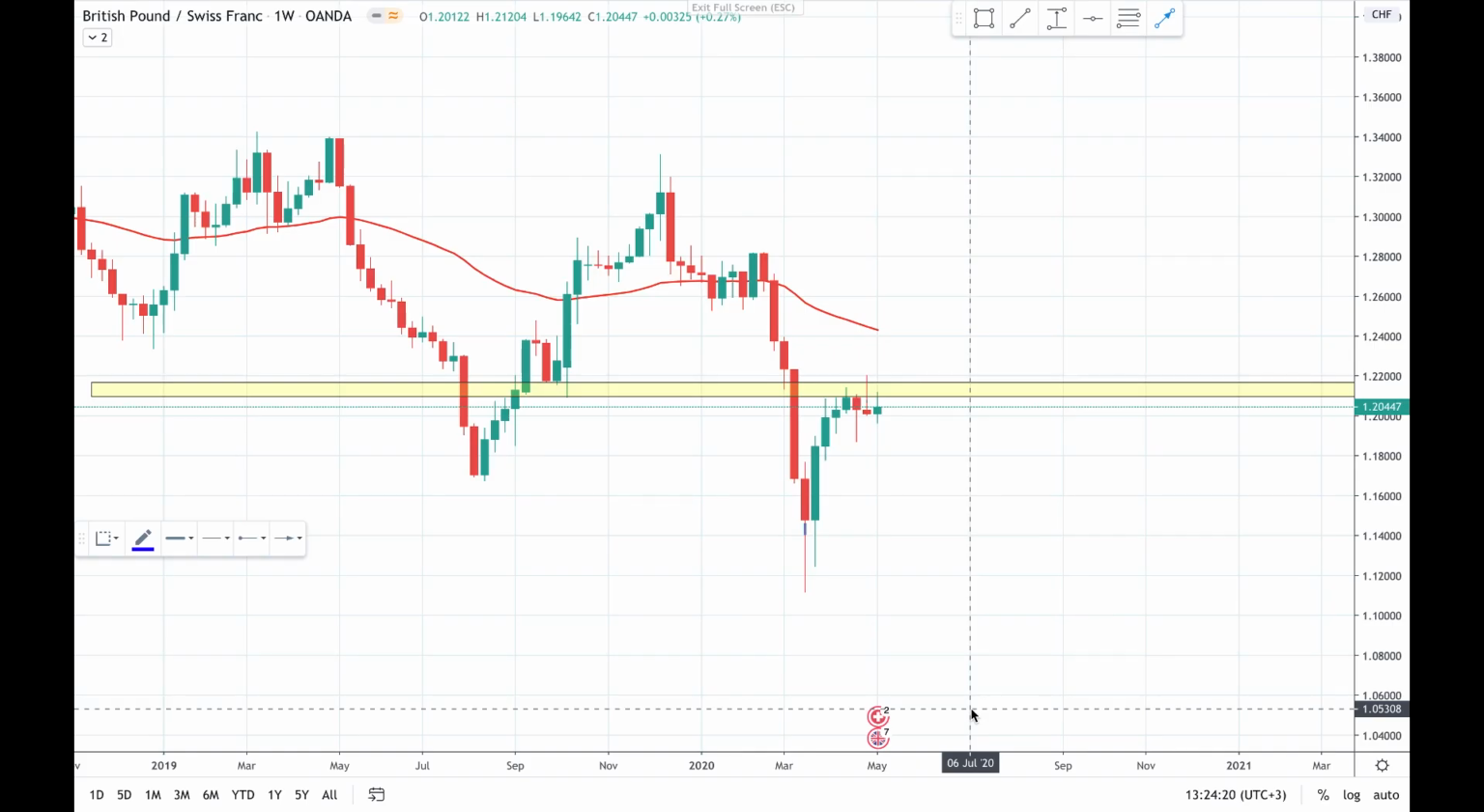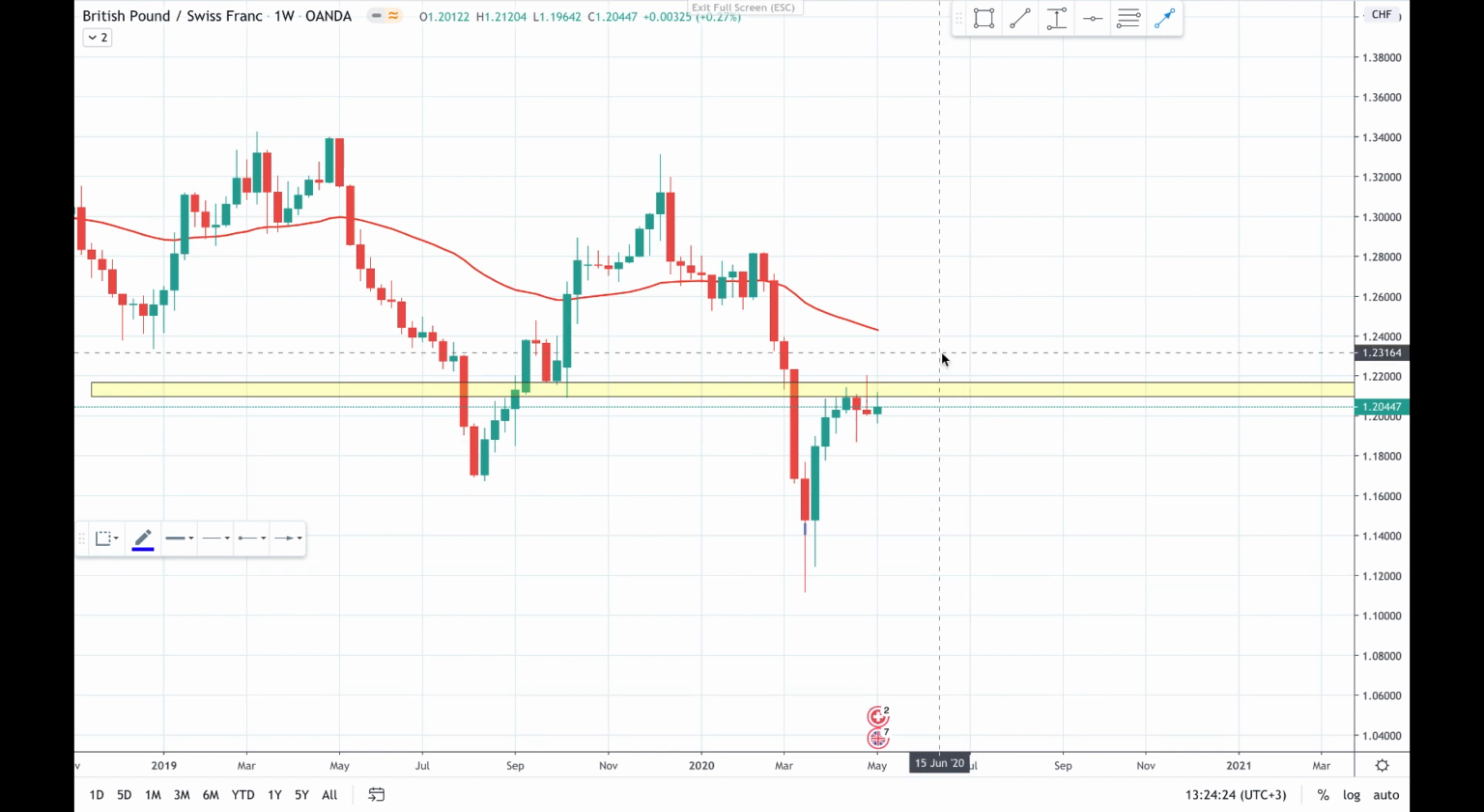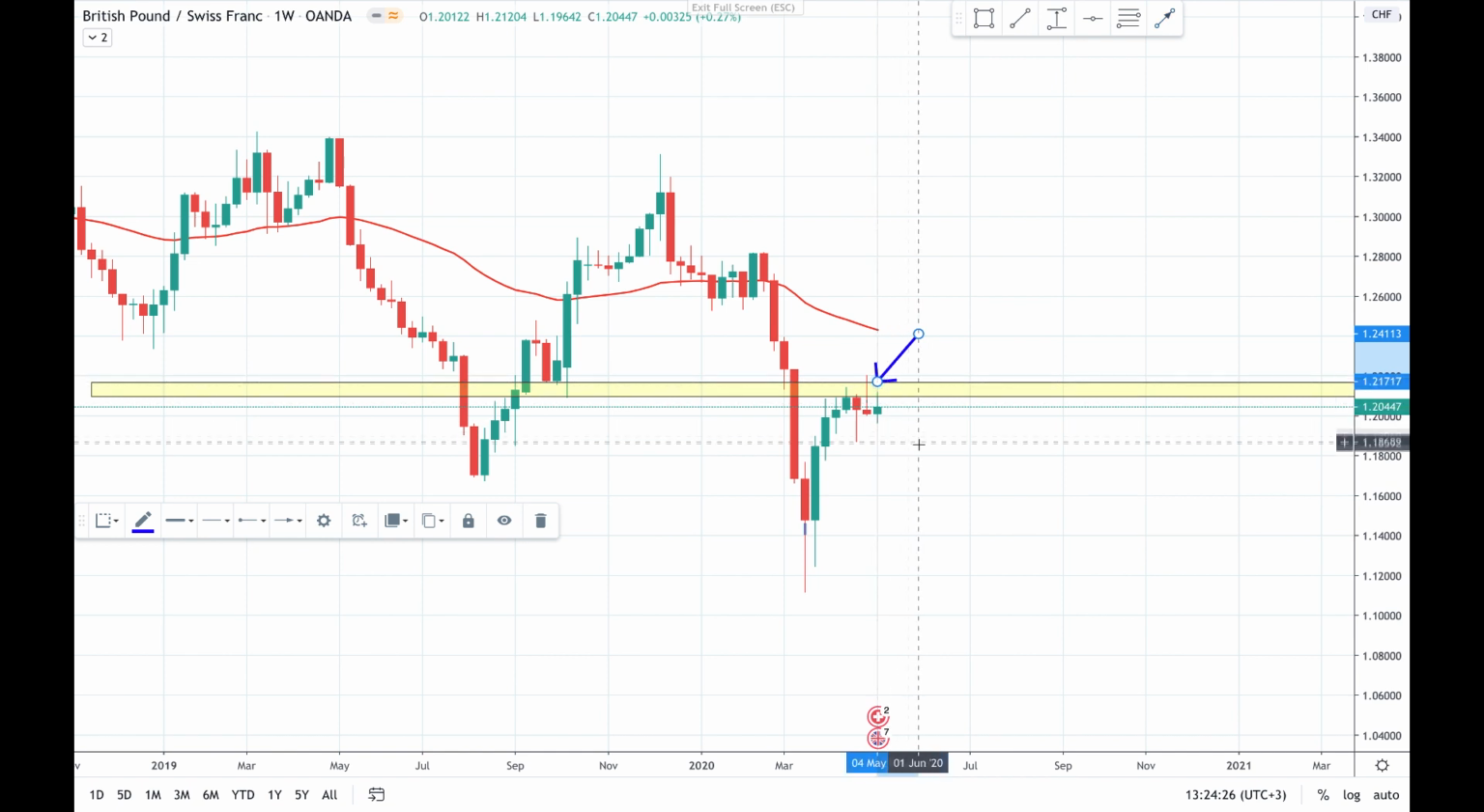So here's GBPCHF, weekly time frame. And as you can see, we have these two perfect long wick candles that reacted to this dynamic support level on the weekly time frame, creating for us a bearish bias. Let's move to the daily time frame.